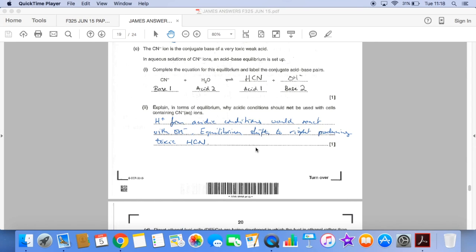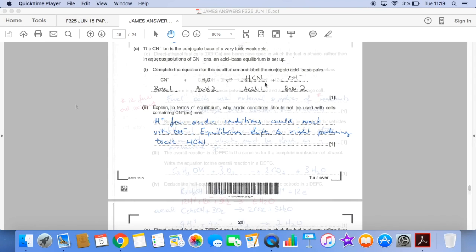Explain in terms of equilibrium why acidic conditions should not be used with cells containing cyanide ions or aqueous cyanide ions. Well, if you put H+ ions into this equilibrium, which is what you've got, you would get the H+ ions reacting with the OH- ions, and in terms of equilibrium, that's going to shift this equilibrium over to the right to replace those OH- ions. And what's it going to generate? The very, very toxic HCN.